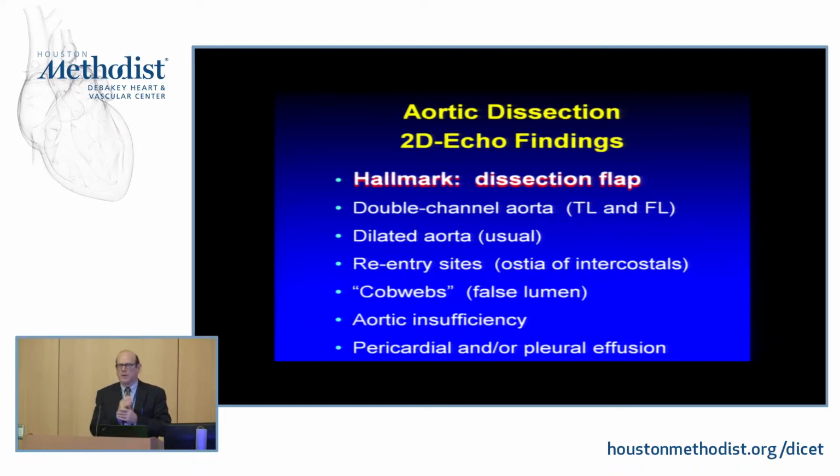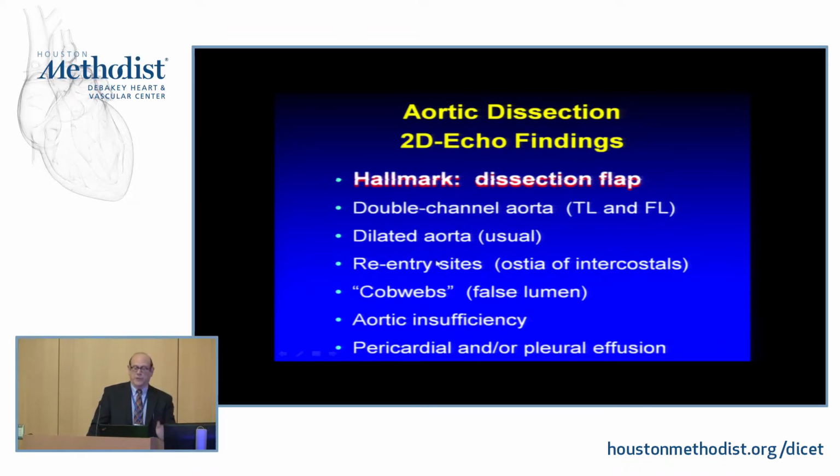I say normally. There are some instances where we sweat a little bit, but usually that dissection flap is very distinct, and you'll see a few. And that divides the aorta into two lumen, true lumen and so-called false lumen. Most of the time, but not always, the aorta is dilated. Unfortunately, dissections occur in people with initially normal size aortas in some patients.